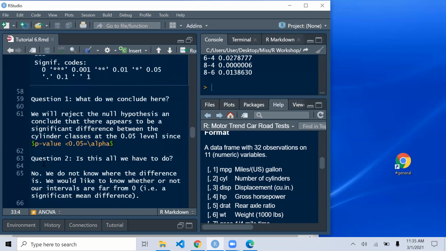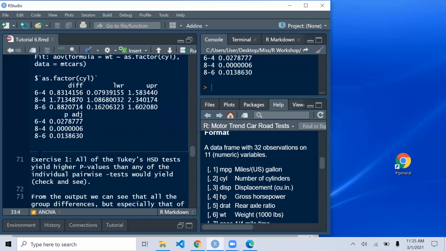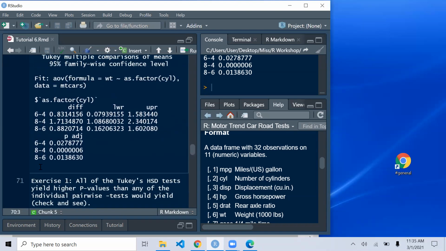Now the question is, before I ask the following questions, are we done? I'll say that you can see that all of the Tukey's HSD test will actually yield higher p-values than any individual pairwise t-test you perform. So if you just take a pairwise t-test and examine the p-value, it will actually be lower, right? Because you haven't adjusted for the fact that you performed too many tests. So you should check and see.